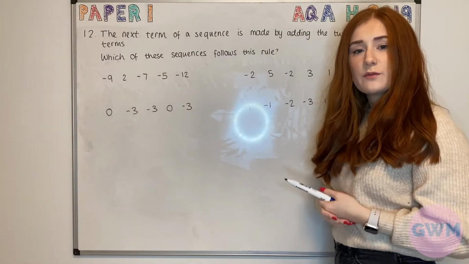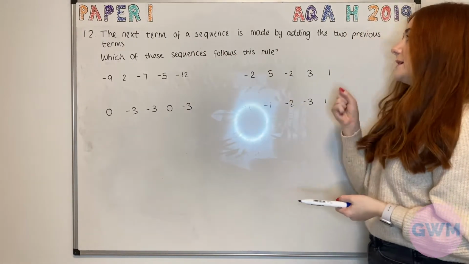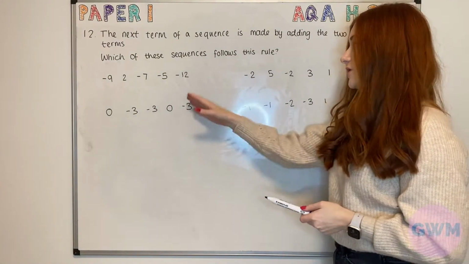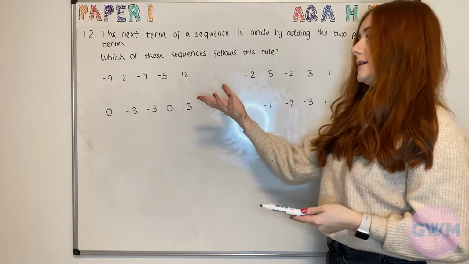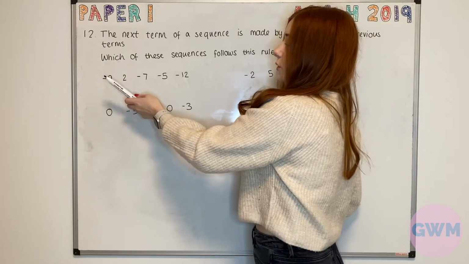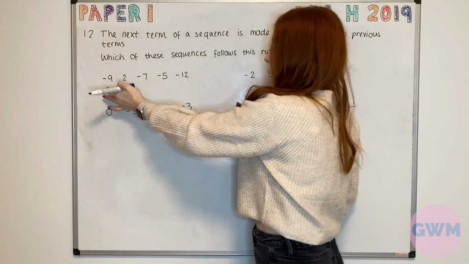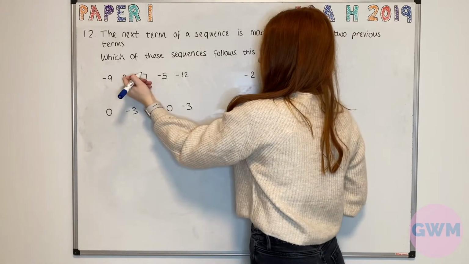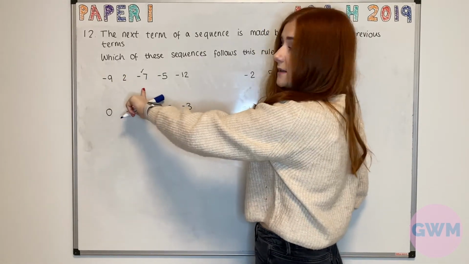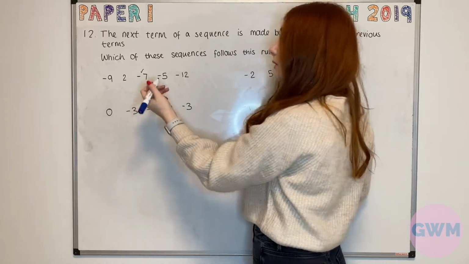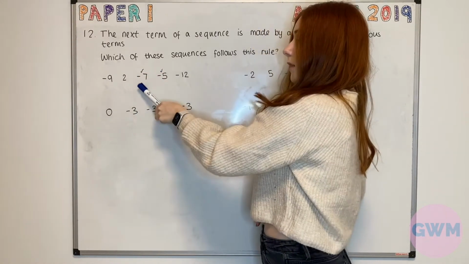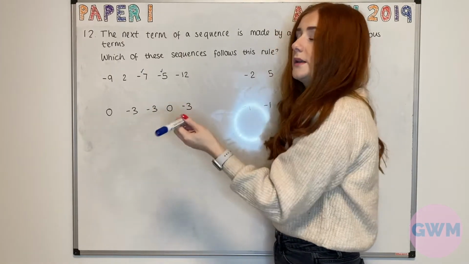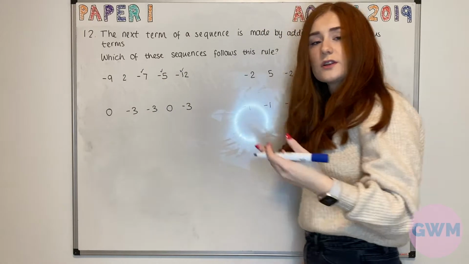Question 12 is a nice easy one marker. The next term of the sequence is made by adding the 2 previous terms. Which of these sequences follows this rule? So let's just go through each one and see if it follows that rule. So we're adding the 2 terms to get the next one. So minus 9 add 2 is minus 7. Yes. 2 add minus 7, which really means 2 minus 7, is minus 5. Minus 7 add minus 5 really means minus 7 minus 5 is minus 12. So the first one is correct.